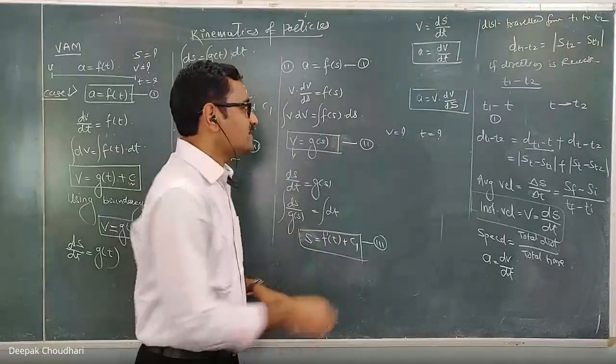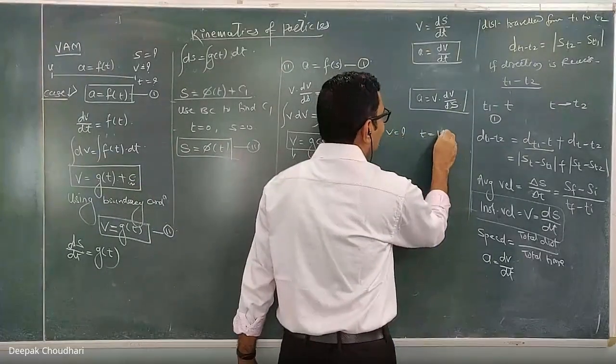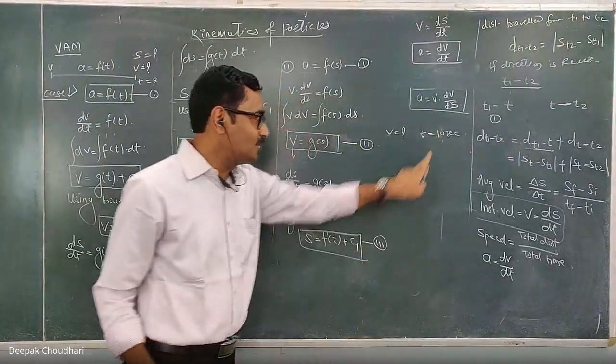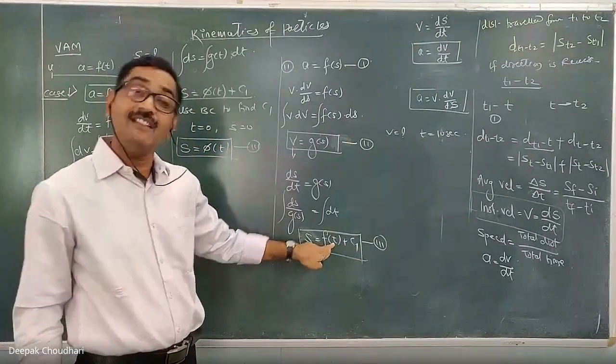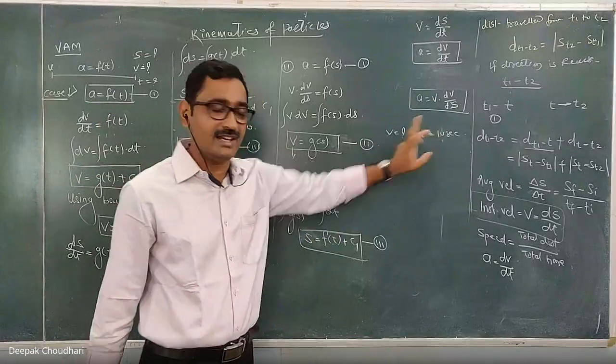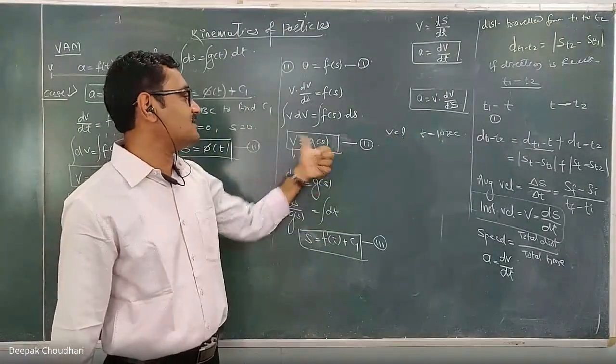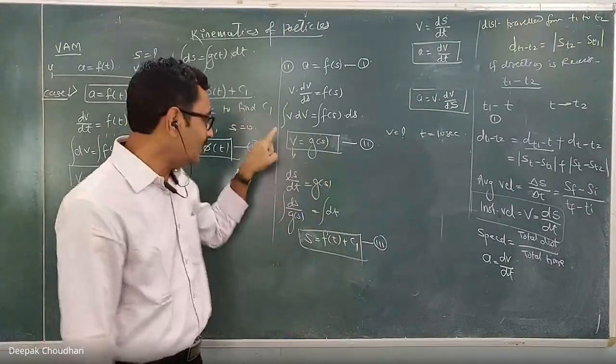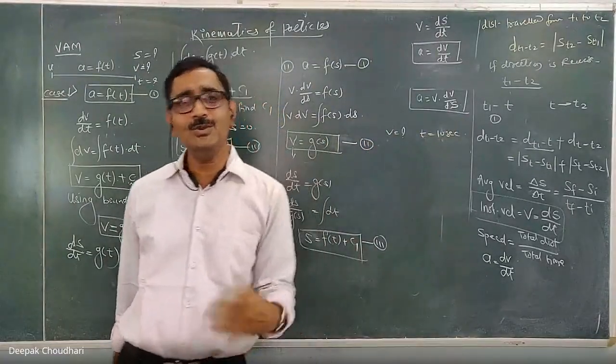How? Suppose I want to calculate the velocity at t equal to 10 seconds. What I will do, I will substitute t equal to 10 seconds in this equation. I will get the corresponding displacement at t equal to 10 seconds. And let's substitute this displacement in this equation, you will get the corresponding velocity. So ultimately this becomes the velocity at t equal to 10 seconds.